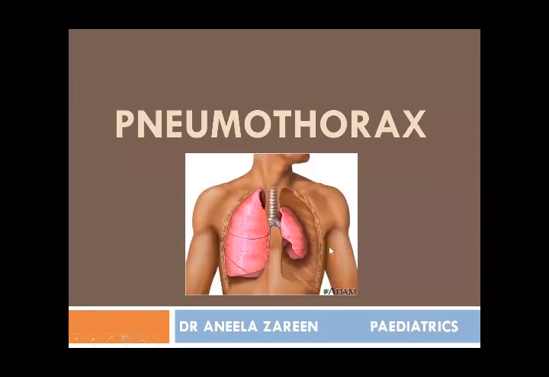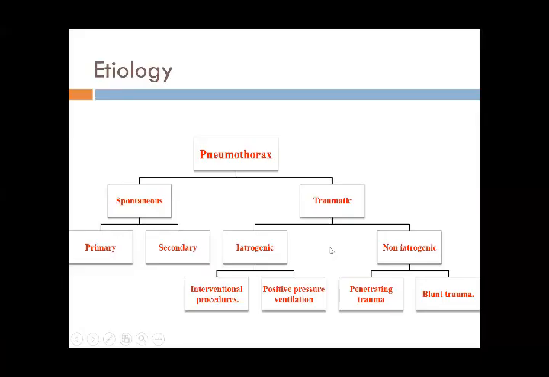So children, our second topic for today is pneumothorax. So what is pneumothorax? Pneumothorax is the accumulation of air in the thoracic cavity. Pneumothorax is further divided into two types: spontaneous pneumothorax and traumatic pneumothorax. The spontaneous pneumothorax can be further divided into primary and secondary.